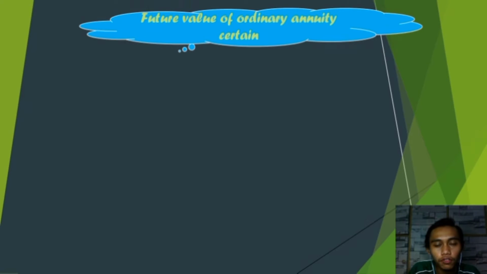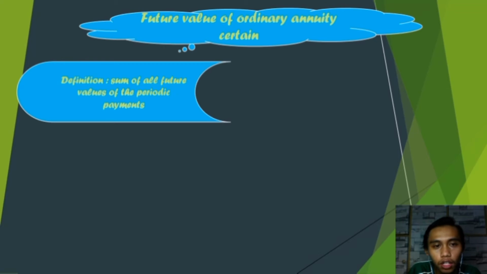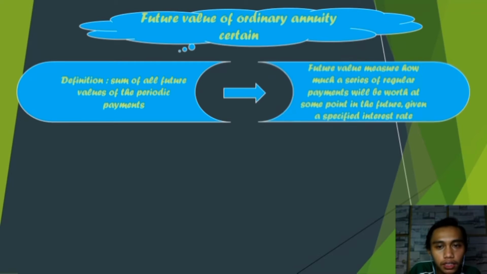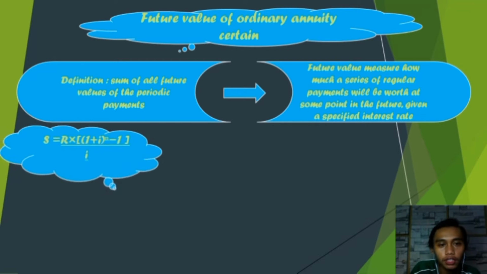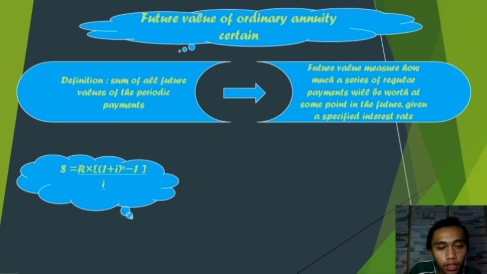Next, future value is one of the ordinary annuity returns. The meaning of future value is the sum of all future values of the periodic payments. Future value measures how much a series of regular payments will be worth at some point in the future, given a specified interest rate. So, this is the formula.